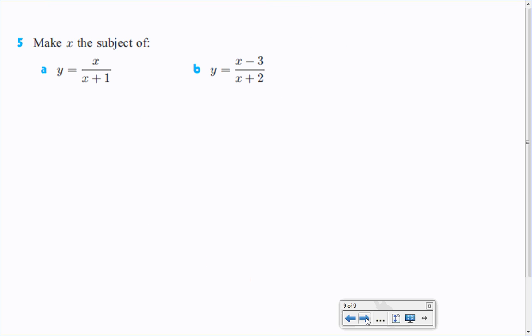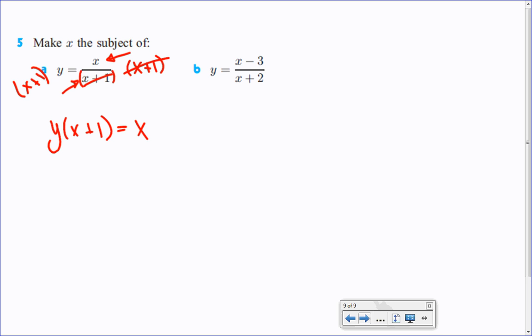Okay, so last examples. We want to get x alone again. So notice it's in our denominator. So for sure we have to move that denominator into the numerator on the other side. But look, we've also got an x here. Okay, so to move this denominator, we'll have to multiply both sides by the quantity x plus 1. So it's going to cancel this. So we'll have y times x plus 1 is equal to x.